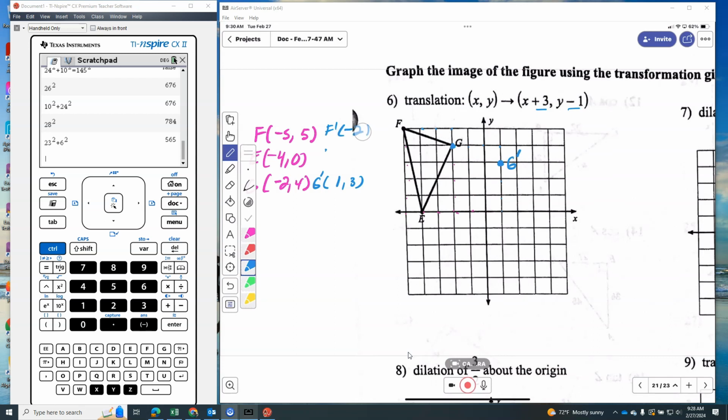So it's going to be negative 2, comma 4. And then E prime, 1, 2, 3, 4, down 1. So that's E prime. So it's 0, negative 1. Connect the points. And there is our translation.